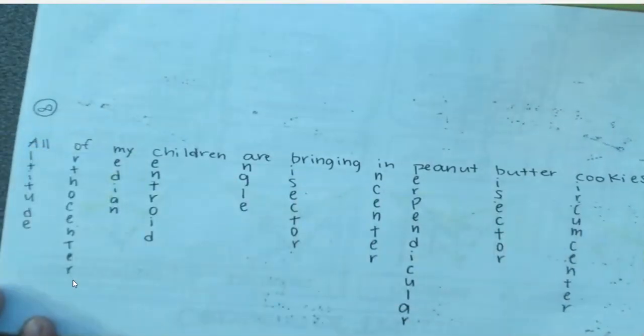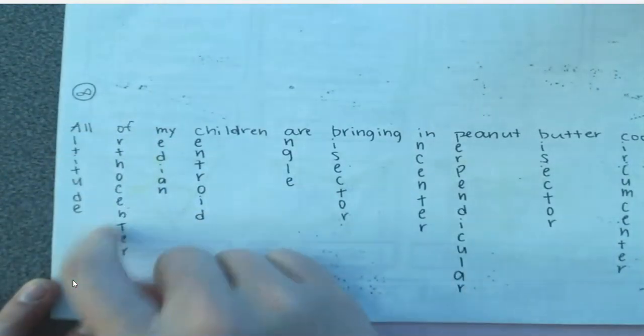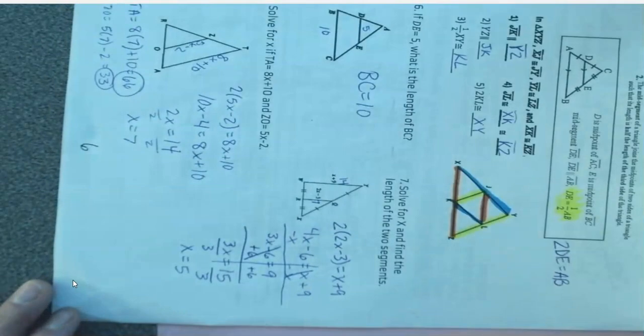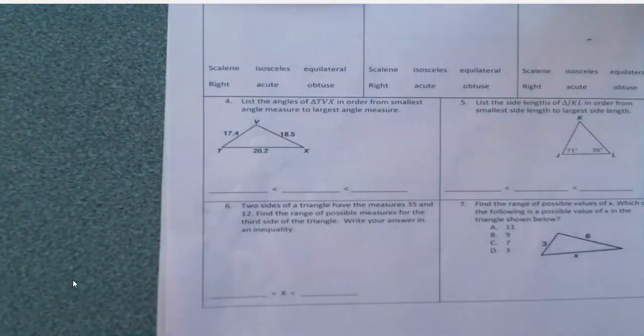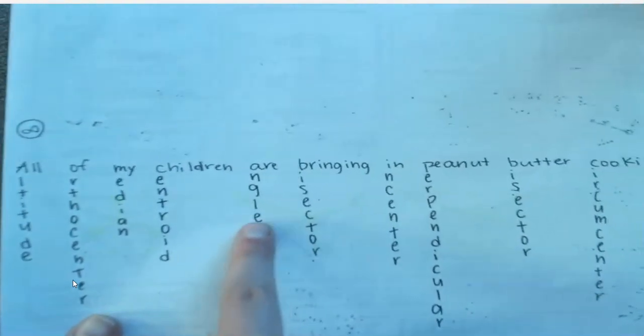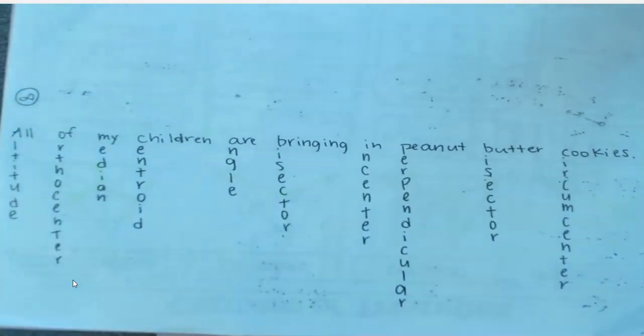I will show you this next page. It's like a little acronym. Like, all of my children are bringing in peanut butter cookies. It just helps you remember, like, all. So the altitude goes with orthocenters. Yep, see, the orthocenter matches with the altitudes. Medians go with centroids. Angle bisectors go with incenters. Perpendicular bisectors go with circumcenters.